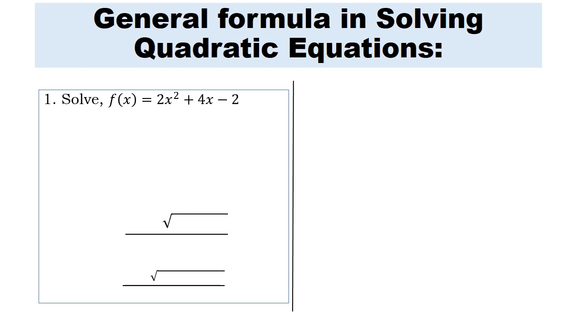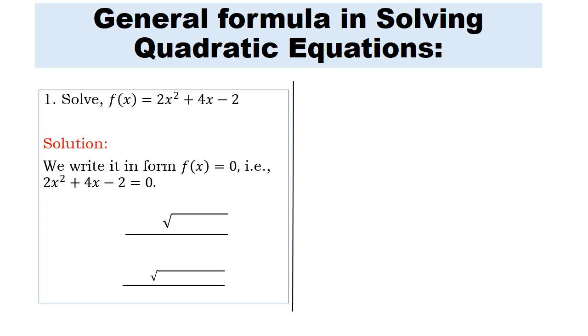Here is our example. So we have a solution, and then we want to write this equation in the form of f of x is equal to 0. In other words, we take 2x squared plus 4x minus 2 is equal to 0. Why write in this form? We want to find the value of x when y is equal to 0.